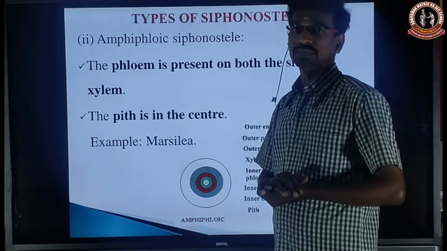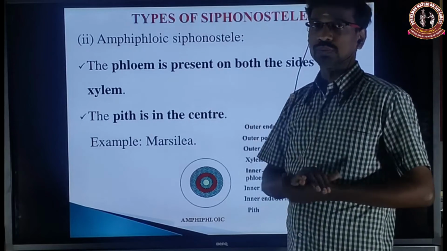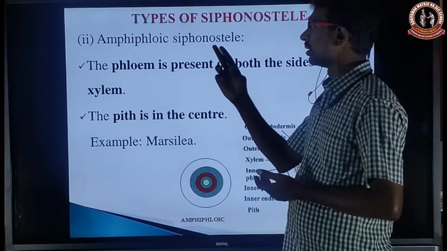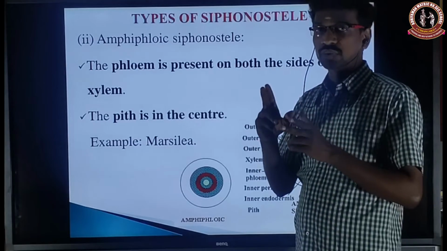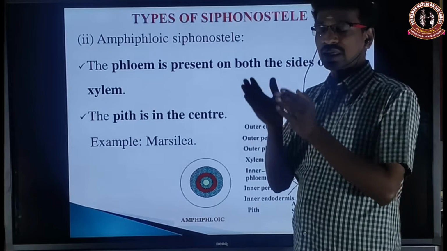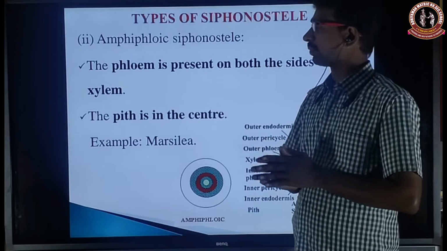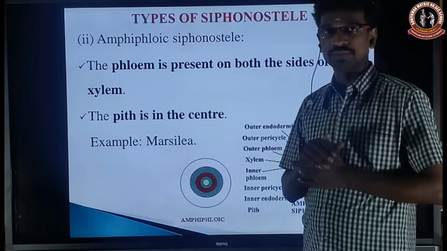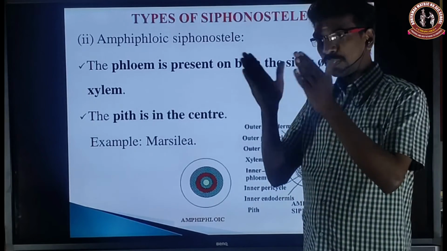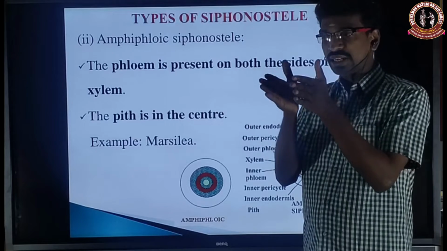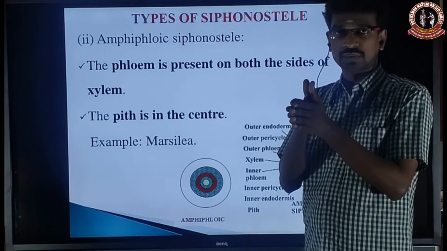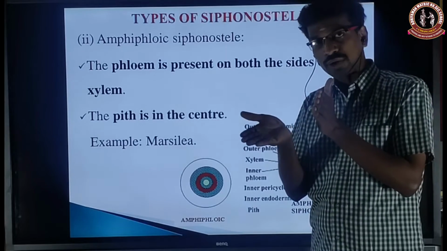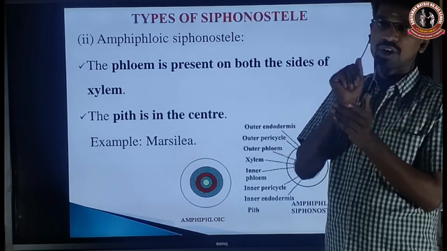Amphiphloic siphonostele. Amphi means two, ecto means only one. So here two layers of the phloem are present. Xylem is present at the center. So the phloem is present on both sides of the xylem. That means on both sides of the xylem, phloem is present. So xylem at the center, on the outer side also phloem is present and on the inner side also phloem is present.